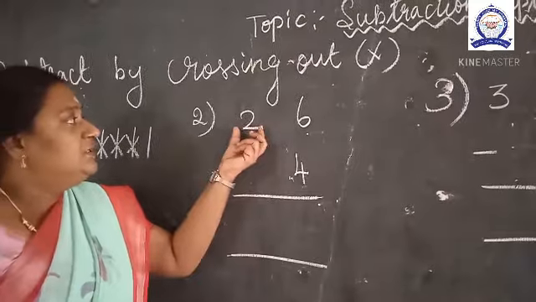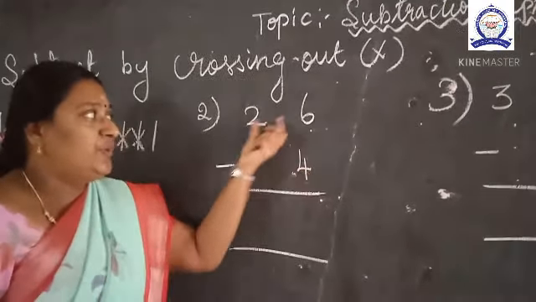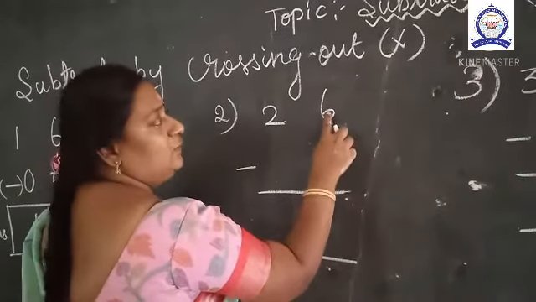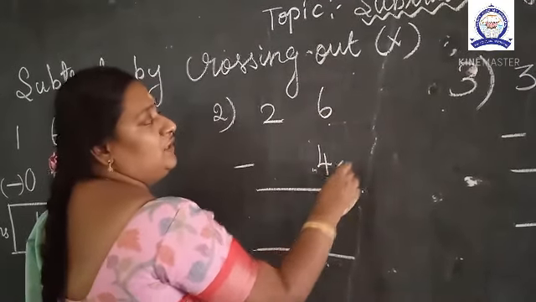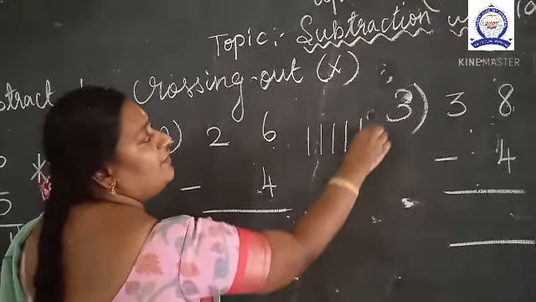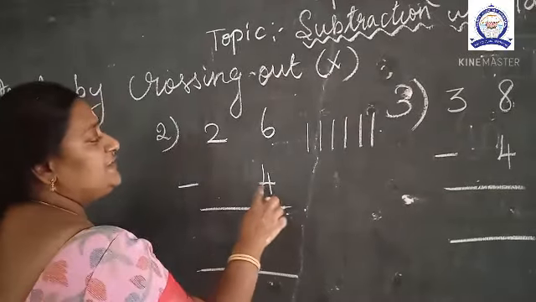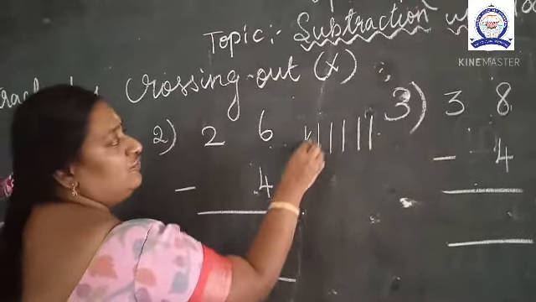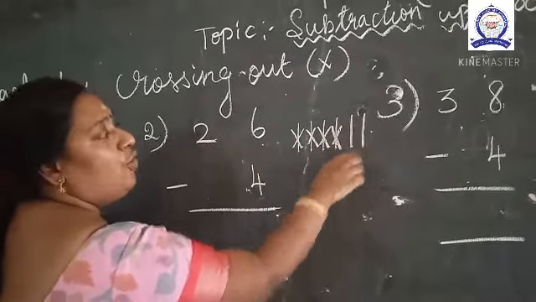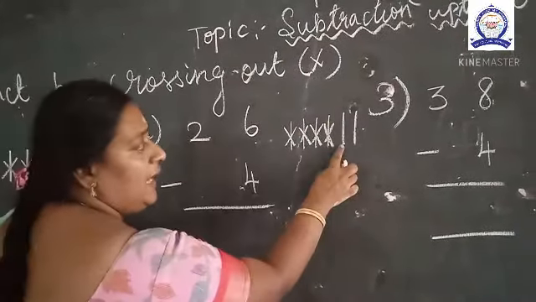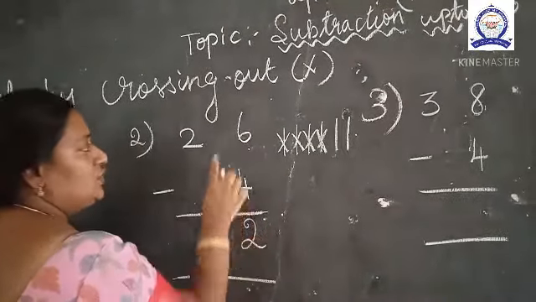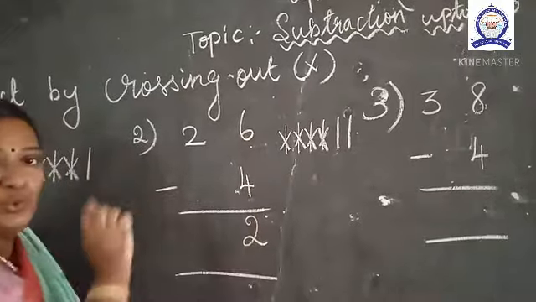Second question, 26 minus 4. So you subtract the ones column. Ones column, 6 minus 4. So you draw 6 lines. 1, 2, 3, 4, 5 and 6. Minus 4. You cross out 4 lines. 1, 2, 3 and 4. How many lines are left? 1, 2. 2 lines are left. Your answer is 2. So 6 minus 4 is 2.